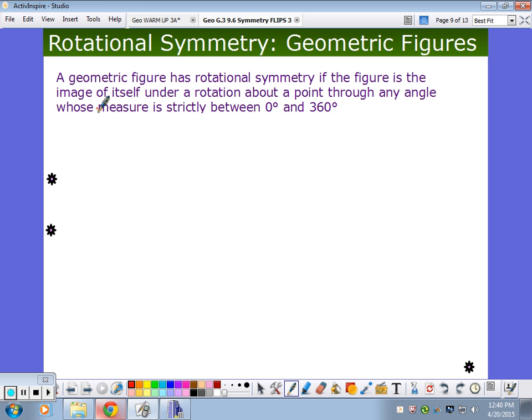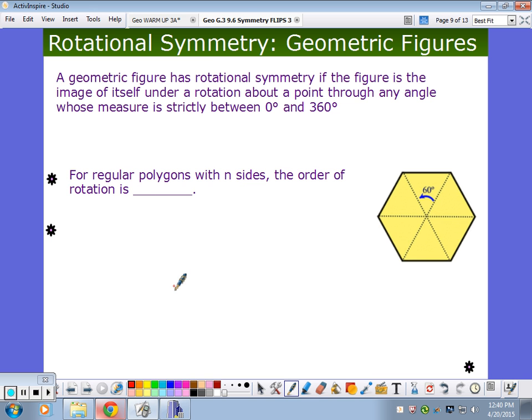So let's see if we have geometric figures where it's the image of itself under rotation. This is basically saying what we just did. So I've got this regular polygon. This one's a hexagon, a regular hexagon. So what's the order of rotation for this thing? Jerry? 6, right? 1, 2, 3, 4, right?